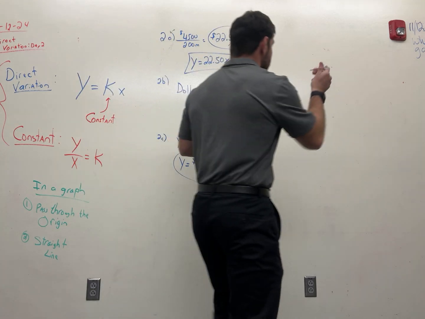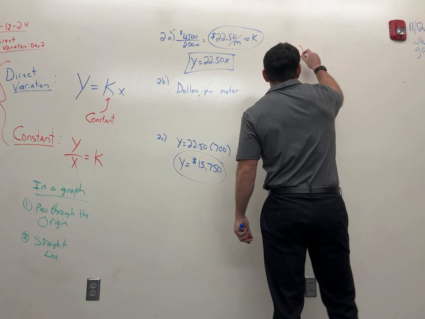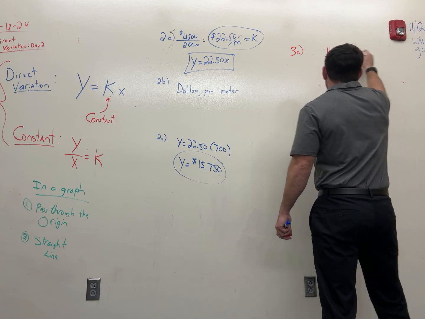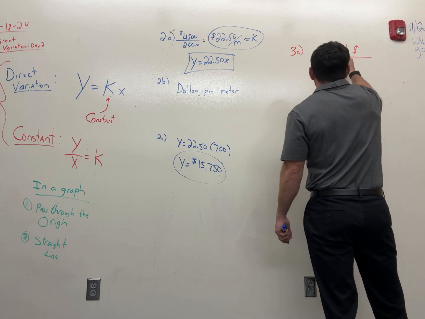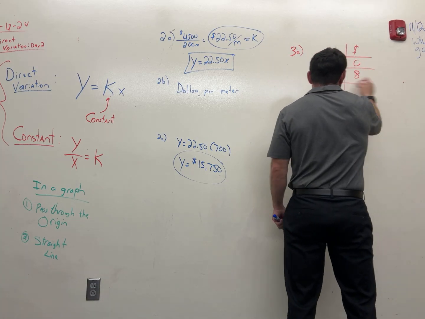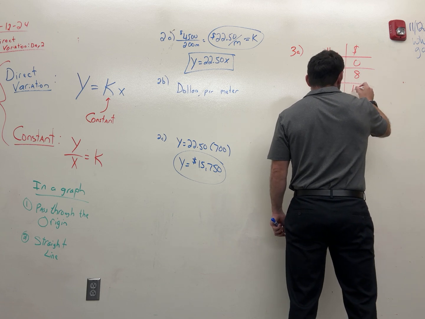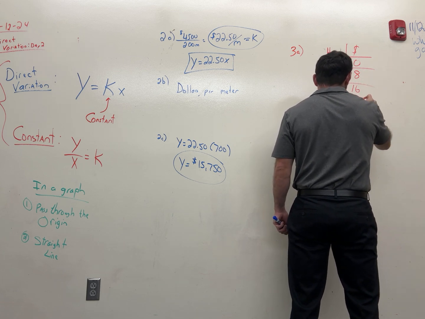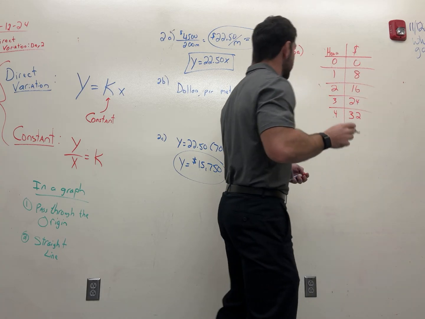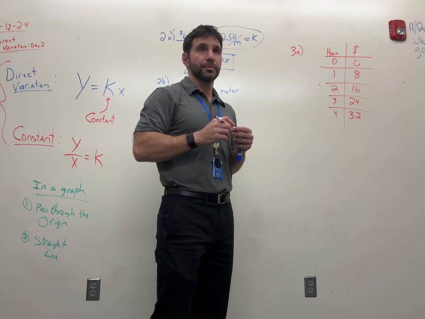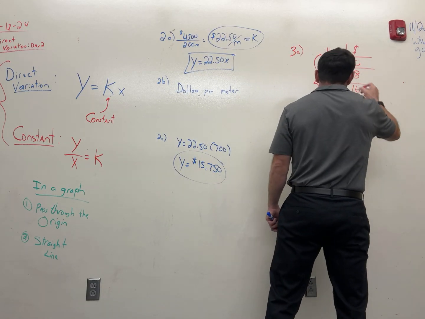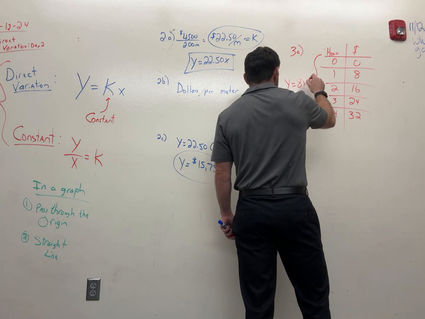Okay, so here we go. 3A, you're making $8 per hour. So we have hours and we have money. 0 hours, if you don't work, you don't make money. If you work 1, you get 8. If you work 2, well, 8 times 2 is 16, 3 is 24, 4 is 32. What's my constant? 8. Yeah, my constant is 8. So the equation, because every time it goes up by 8, is y equals 8x.